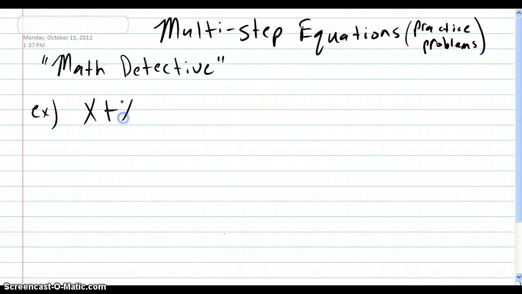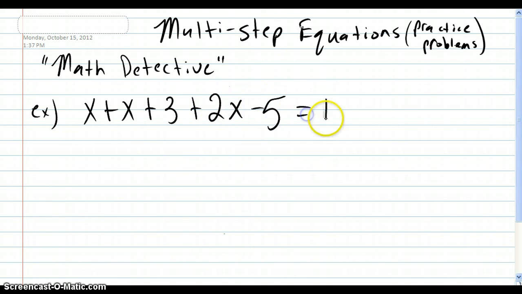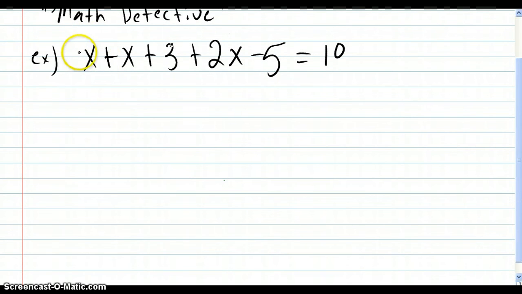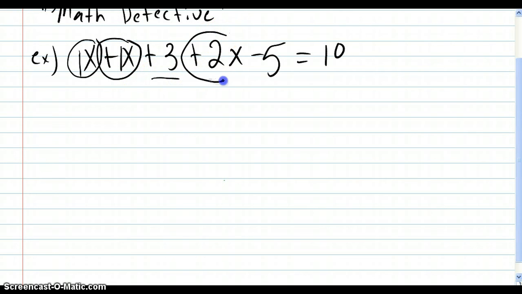Example: x plus 3 plus 2x minus 5 equals 10. There's a whole lot of x's going on here. Don't forget there's a little 1 here, a 1 here. So I have an x, a positive 1x, that's a number I don't want it right now, and I have a positive 2x, and this is a number, negative 5, I'll use it later.